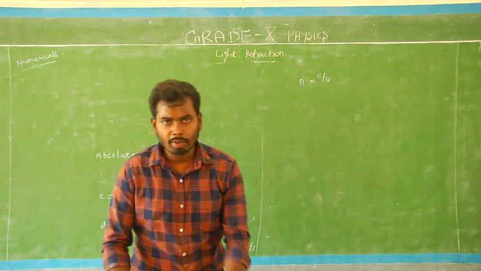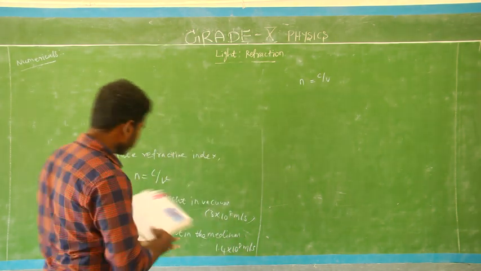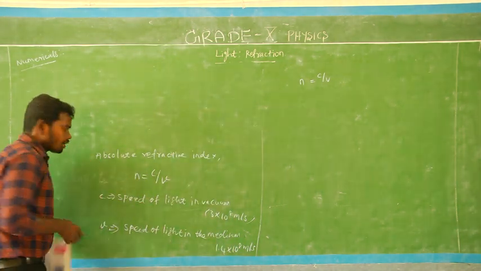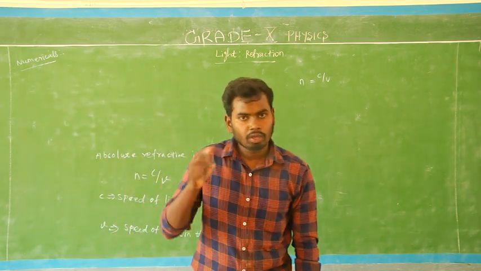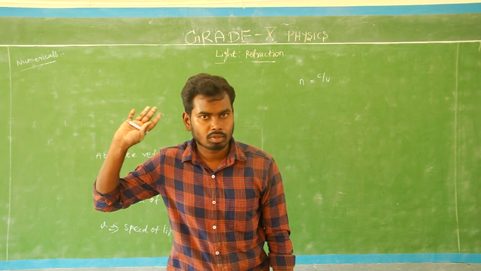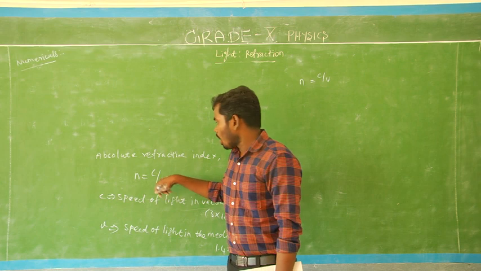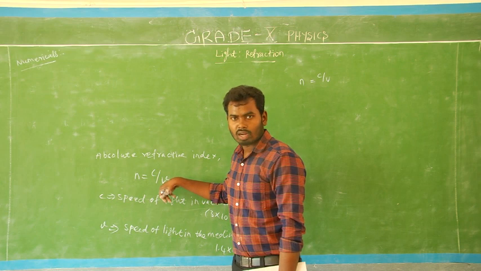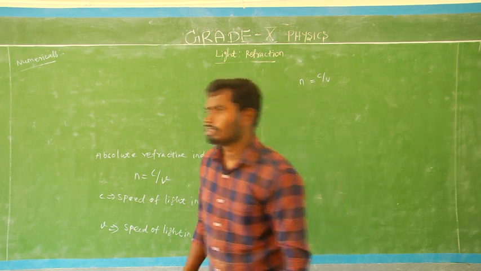So, the second numerical is present here. Already we know the absolute refractive index. What is that? n is equal to C by V. If you know any two values, the third value can be calculated. It can be n or C or V, whatever it is. If you know any two values, the third value will be calculated very easily.